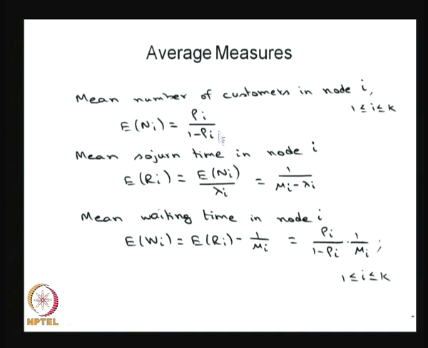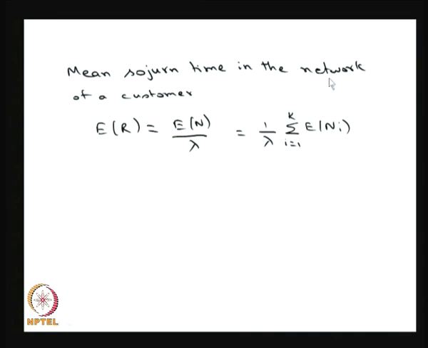We are getting the average number, then the sojourn time in each node, then the mean waiting time in each node by subtracting the average service time for each node. You have k nodes, so therefore you are getting these measures for each node. Once you know the results for each node, you can find out the total sojourn time by using Little's formula, because Little's formula is valid.